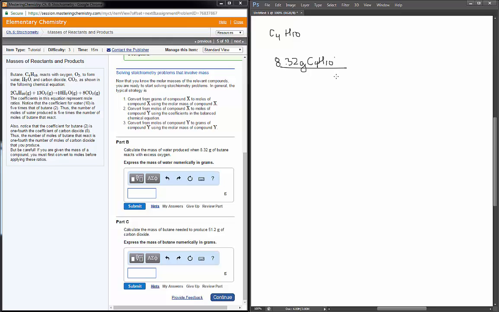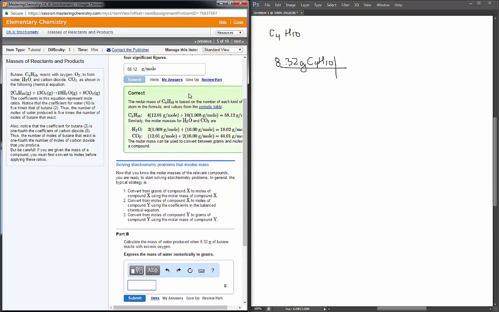And I want to get to something else, in this case, water. As we just saw in the first 4 problems, we need to use mole-to-mole relationships. And I can see that 2 moles of C4H10 goes to form 10 moles of water. But I don't have moles of C4H10, I have grams. So what I'm going to do is use the molar mass that I just calculated here to convert between grams and moles, because I just calculated that it takes 58.12 grams of C4H10 to make 1 mole of C4H10.